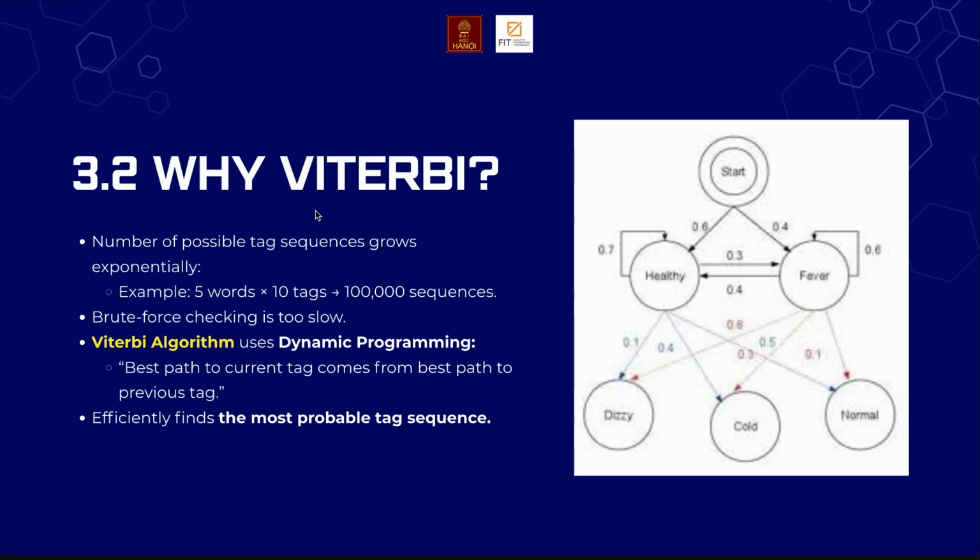So in the Viterbi, we will use the dynamic programming technique, which is we find the best path to the current tag comes from the best path to the previous tag. So it will efficiently find the most probable tag sequence. So next we will talk about the Viterbi in practice.